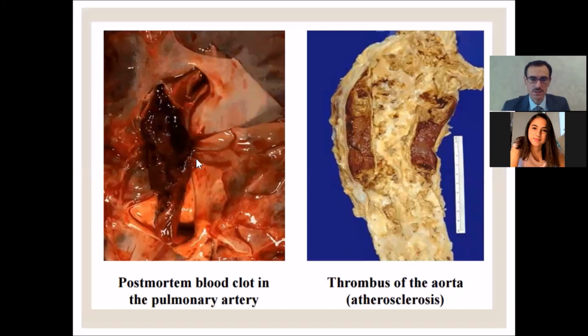So grossly, this is the thrombus of the aorta during atherosclerosis. The aorta, as we said, is an arterial blood vessel. But here we see the post-mortem blood clot in the pulmonary artery. So we have to differentiate, as well as in forensic pathology and pathology autopsies, the real thrombus from the blood clot.